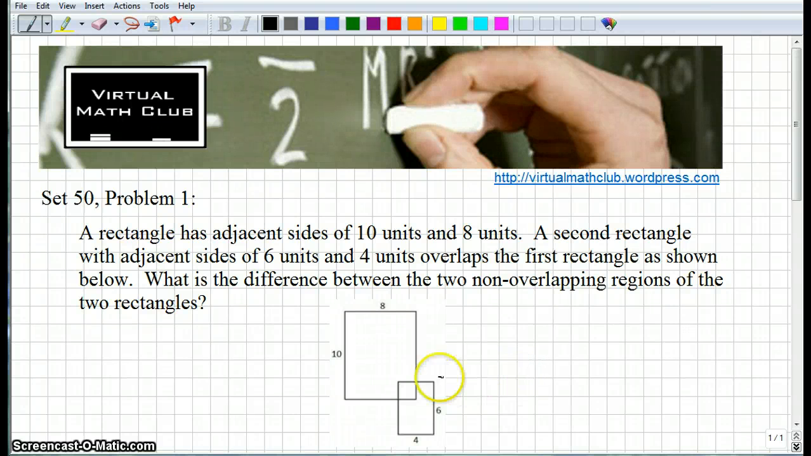Problem number 1, we've got two rectangles. One is 10 by 8 and the other one is 6 by 4. And we're asked to find the difference between the two non-overlapping regions of the two rectangles.